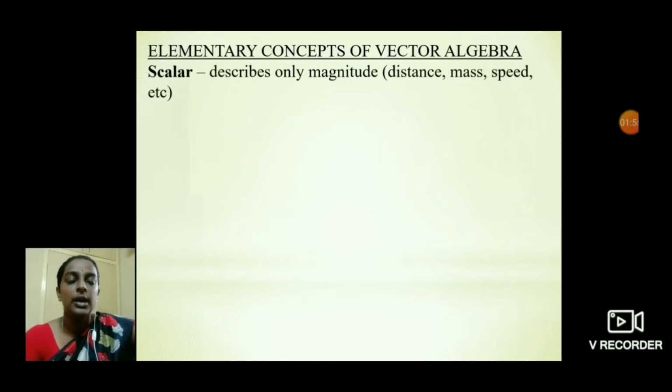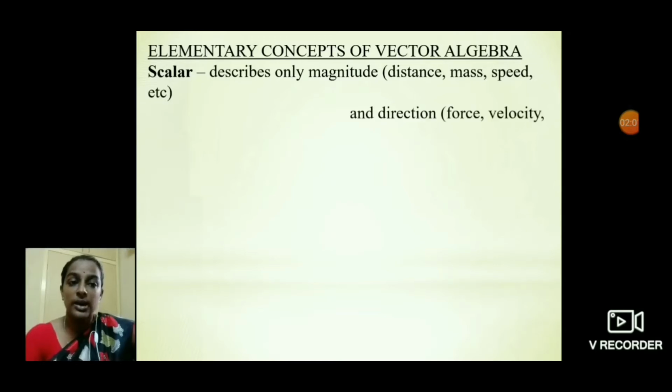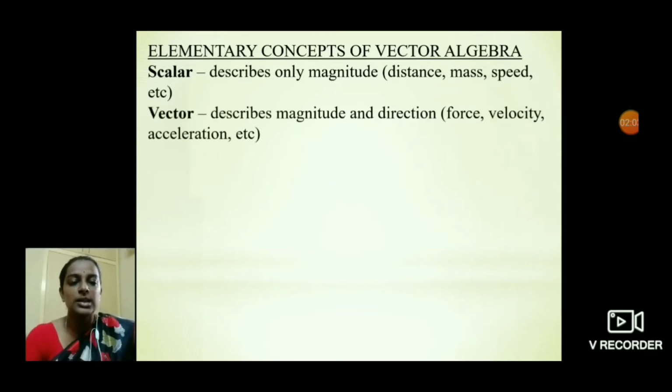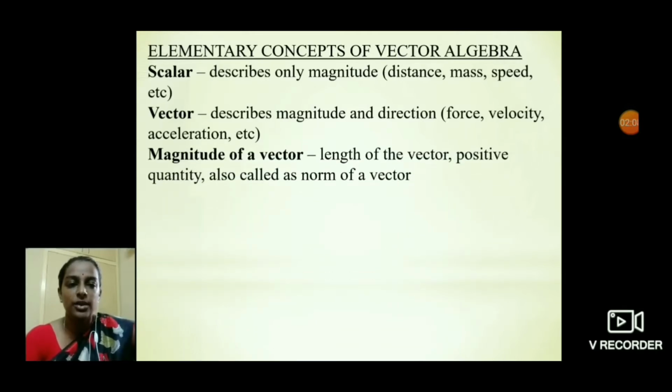Next, elementary concepts of vector algebra. Scalar describes only magnitude, that is distance, speed, mass, etc. Whereas vector describes both magnitude as well as direction, such as force, velocity and acceleration. Magnitude of a vector is the length of a position vector. When we say 3i plus 4j plus 5k, those numbers indicate the magnitude, that is the magnitude of a vector, that gives the length of a vector. It is also known as the norm of a vector.